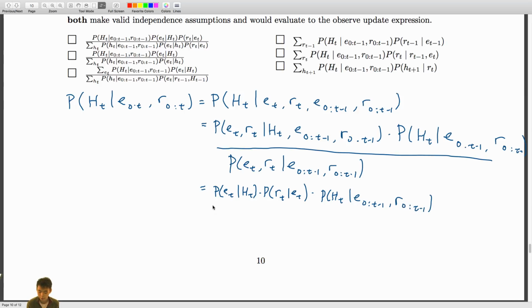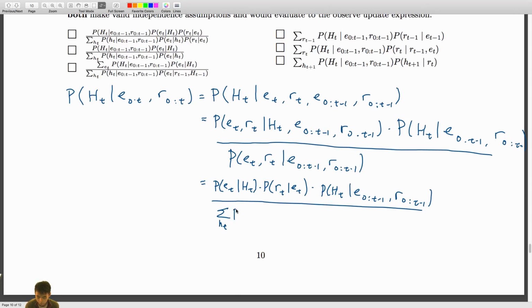Okay, and then this will be divided over the sum over all the different possible human actions at HT. This is essentially the term on the top, because the term on the top is the probability of HT, ET, and RT. And when we marginalize over HT, we get the quantity that we want over here. So this is P of ET given some particular human action, times P of the robot action conditioned on that, times the probability of this particular human action conditioned on all the past evidence.